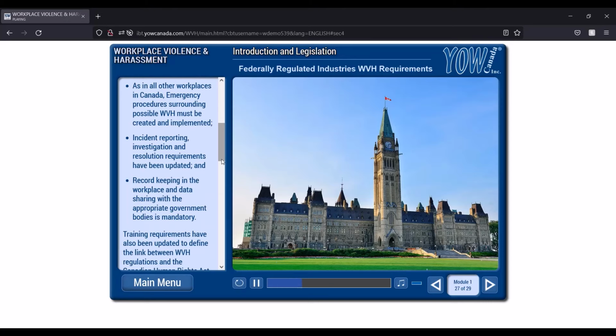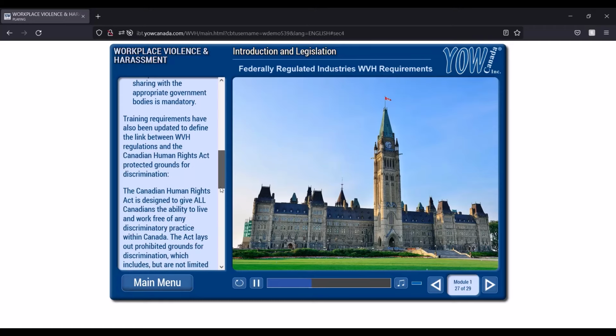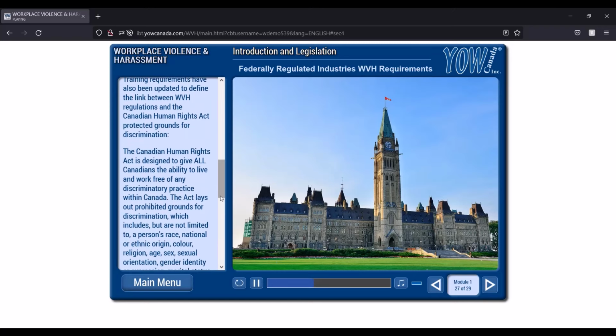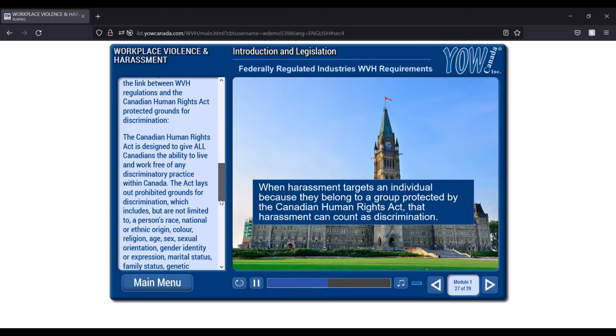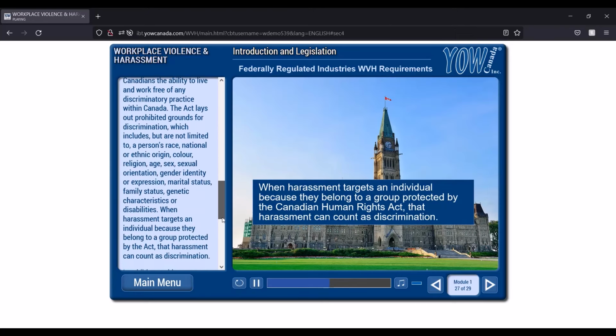Incident reporting, investigation, and resolution requirements have been updated. And record keeping in the workplace and data sharing with the appropriate government bodies is mandatory. Training requirements have also been updated to define the link between WVH regulations and the Canadian Human Rights Act protected grounds for discrimination. The Canadian Human Rights Act is designed to give all Canadians the ability to live and work free of any discriminatory practice within Canada.